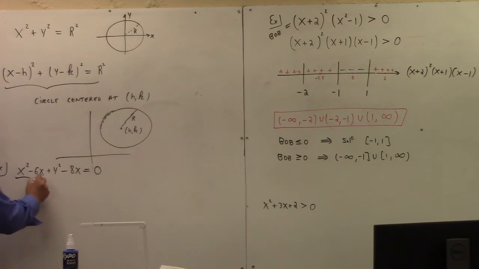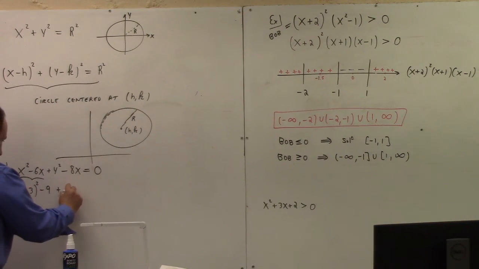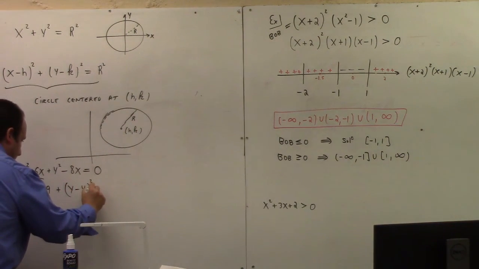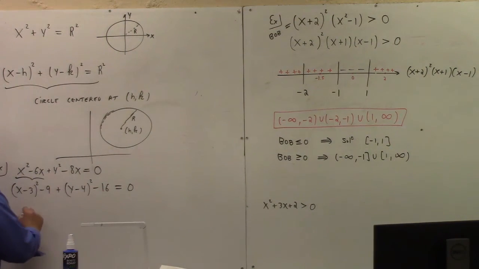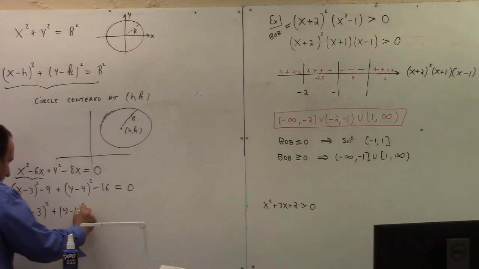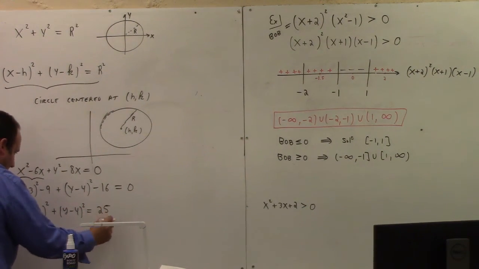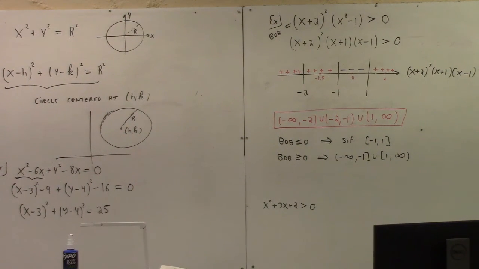To see that that's a circle, I have to complete the square. So completing the square gives me (x minus 3) squared minus 9 plus (y minus 4) squared minus 16 equals 0, which gives me (x minus 3) squared plus (y minus 4) squared equals 25. So in fact, that equation is a circle centered at (3, 4) with radius 5. It's not immediately apparent from the original expression, but if we complete the square, we can put that equation into its standard form, which we can recognize as a circle. We'll do more of these next week. I just wanted to get it started.